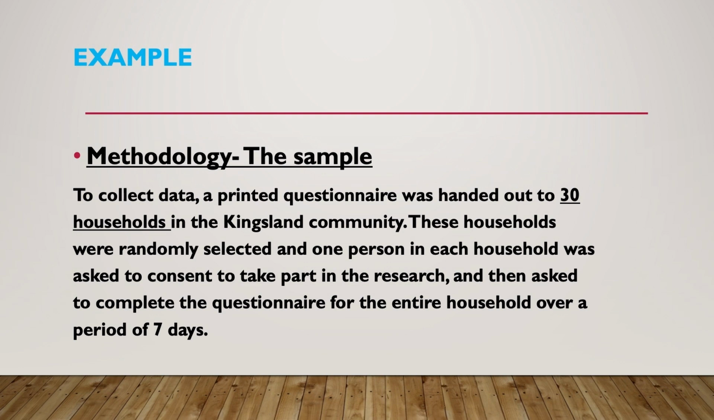So let's get started. To collect data, a printed questionnaire was handed out to 30 households in the Kingsland community. These households were randomly selected, and one person in each household was asked to consent to take part in the research, and then asked to complete the questionnaire for the entire household over a period of 7 days.